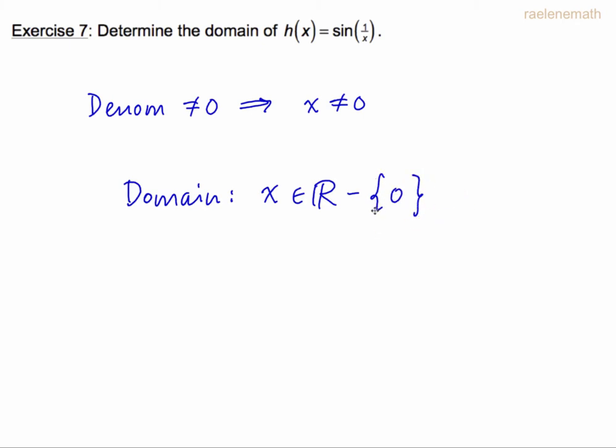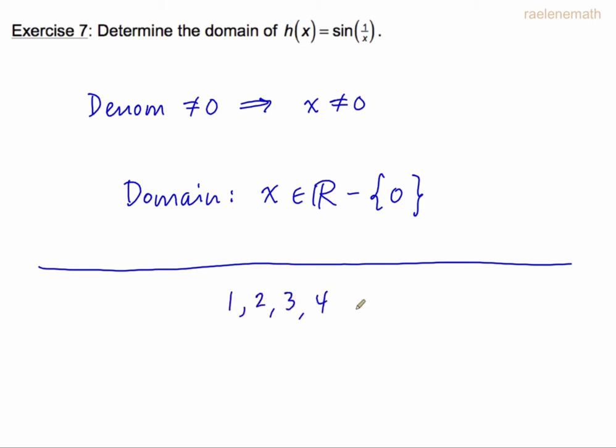Now these curly brackets are used whenever we have just a simple set, a finite set of values that we want to exclude. If we wanted to exclude the numbers 1, 2, 3, 4 from the real number line, we would write x contained in the reals minus {1, 2, 3, 4}. And that wouldn't take away any of the numbers in between 1 and 2. For example, 1.5 or 2.1 or 3.9 are still part of the domain. We're simply removing these 4 values.